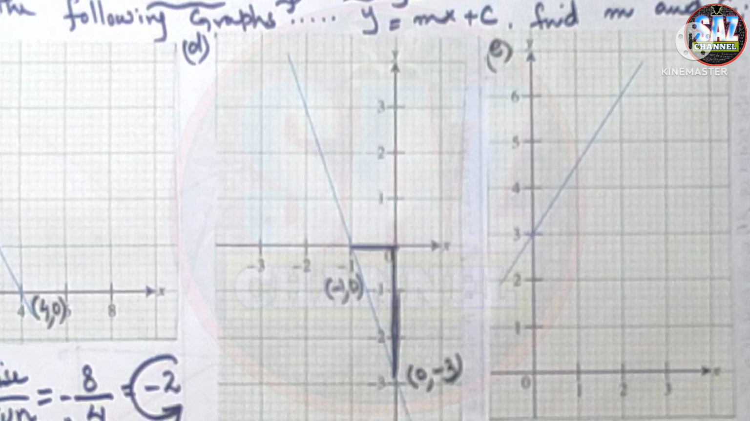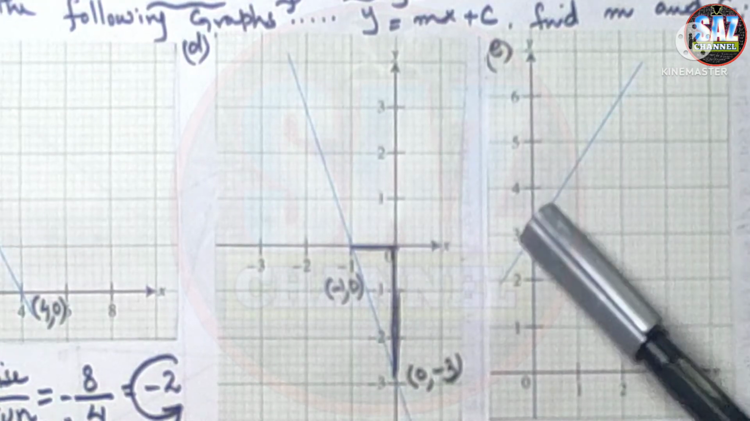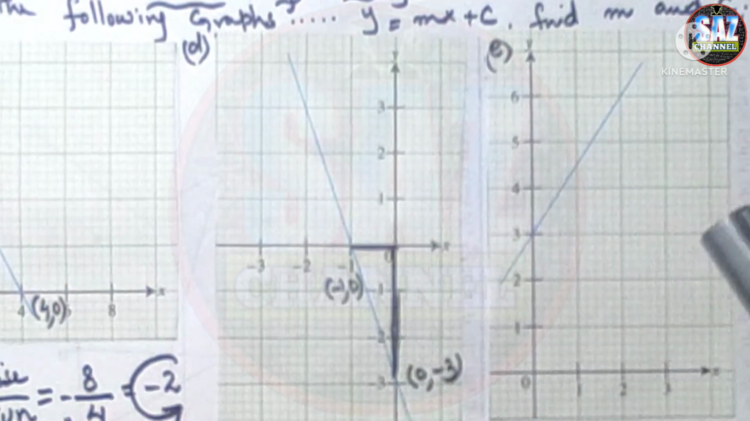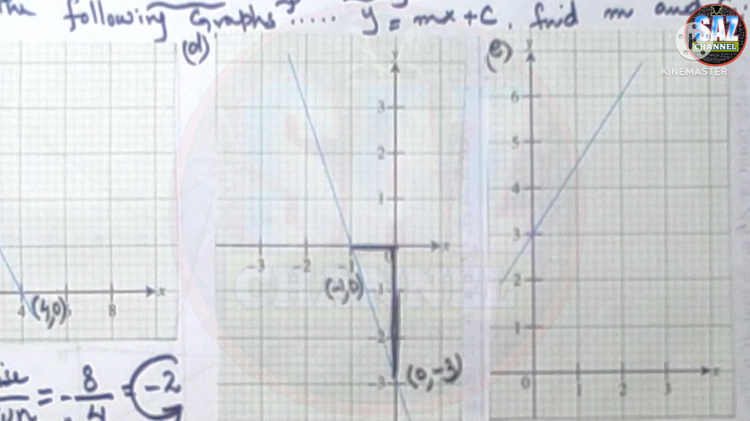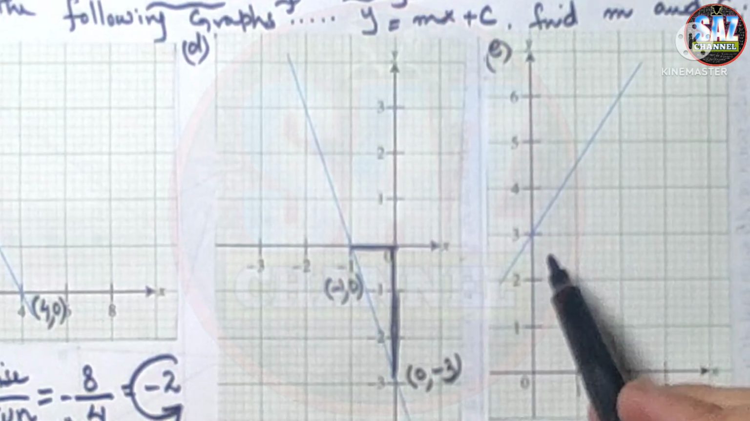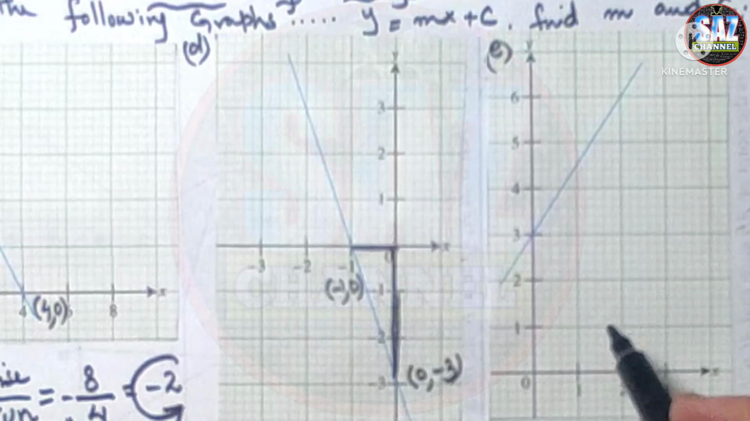In the next part, the E part, the line which is given to us is cutting the y-axis at one clear point, that is 3. So what is the name of the point where the line cuts or meets the y-axis? That is the y-intercept, that is C. And we have to find the gradient, and we will find the gradient graphically and with the formula as well.